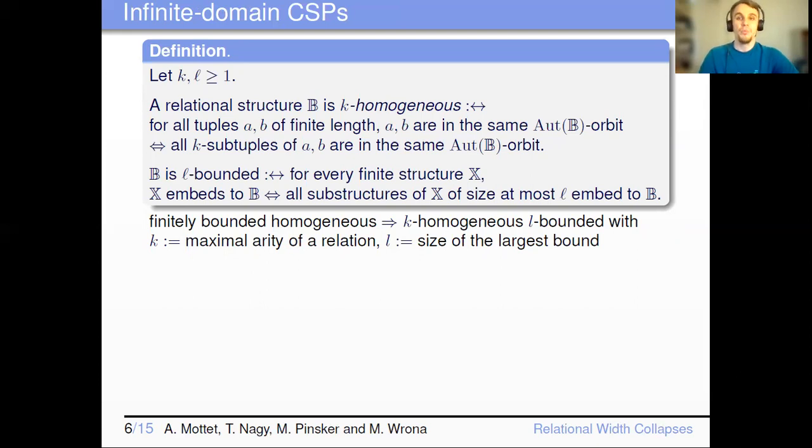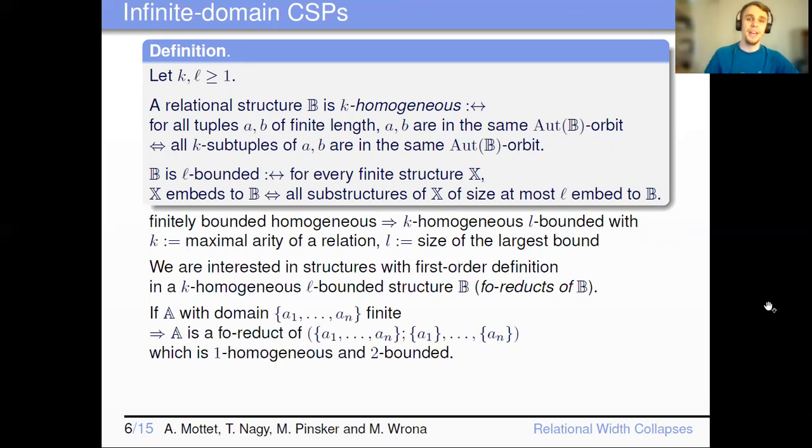So actually, both K-homogeneity and L-boundedness are some kind of finiteness assumptions, and they are, I would say, kind of natural. It may be that you have already heard about the notion of finitely bounded homogeneous structures, which is the more usual notion, I would say, for CSPs over infinite structures. But this is basically the same, because if you consider a finitely bounded homogeneous structure over a finite relational signature, then this structure is K-homogeneous L-bounded, where we just take K to be the maximal arity of its relations and L to be the size of the largest bound. So there is no problem with that.